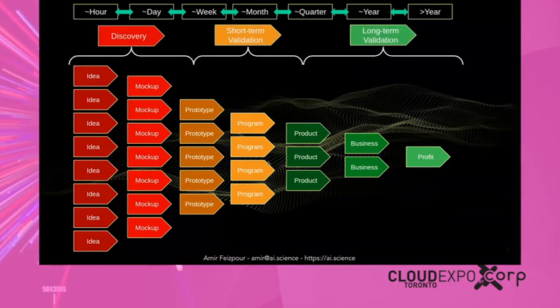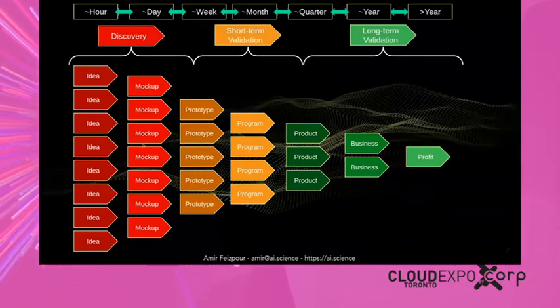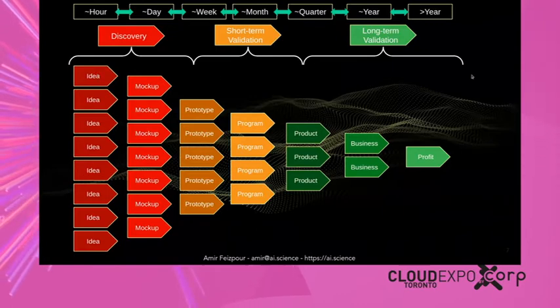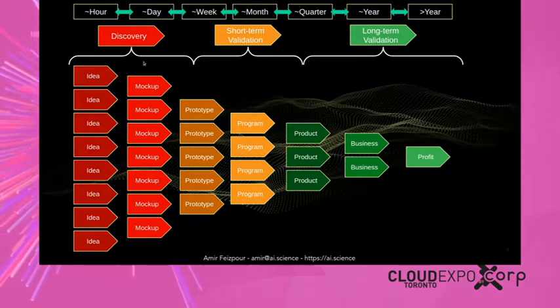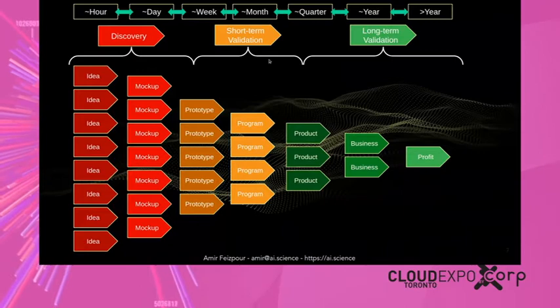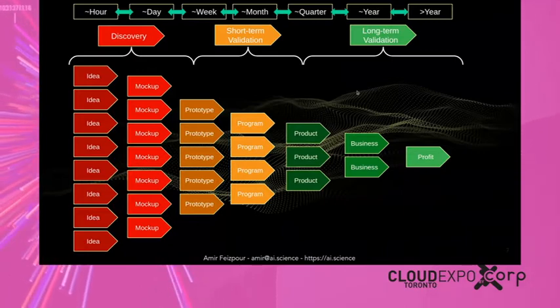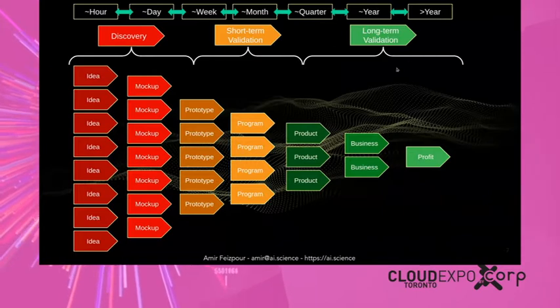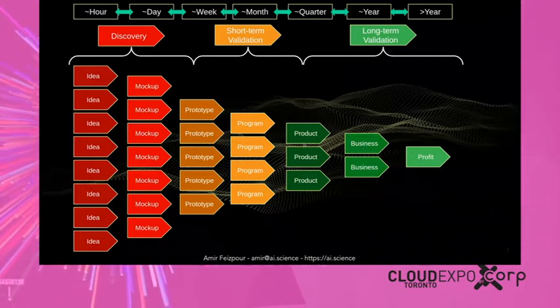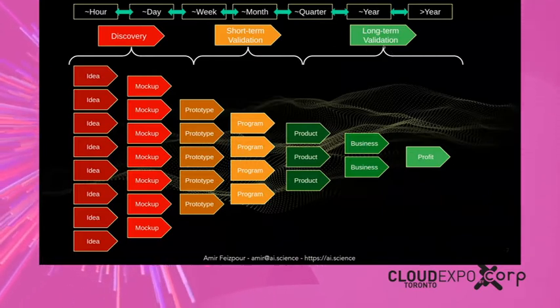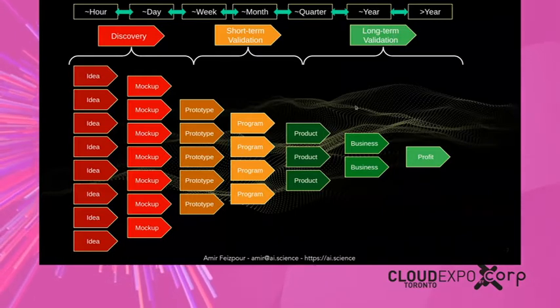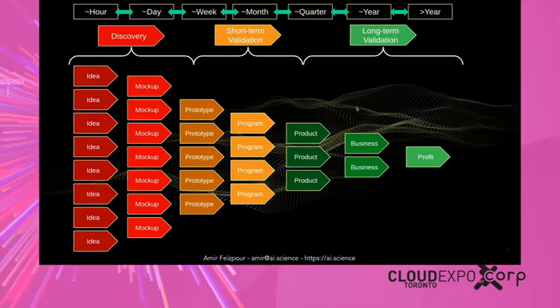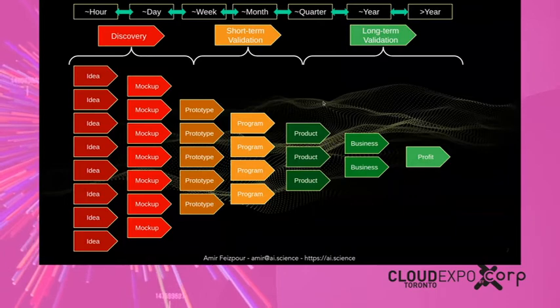Another way to think about what's happening here is that you're going through three different stages: discovering a problem, doing a short-term validation of that problem, and finally a long-term validation. And if you notice, I'm even putting the product, business, and profit under long-term validation, because everything is going to change. Like the user's behavior and taste is going to change.